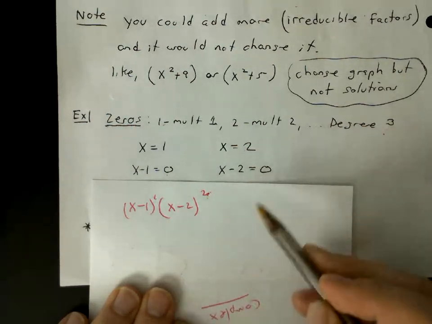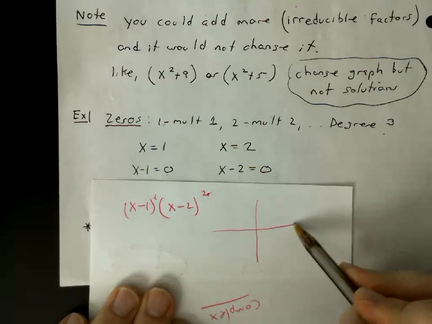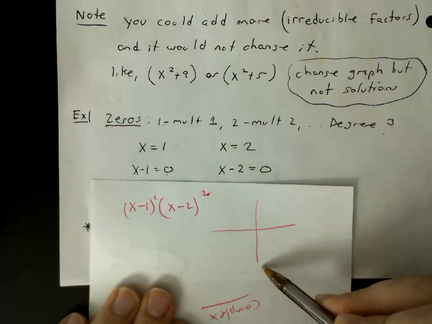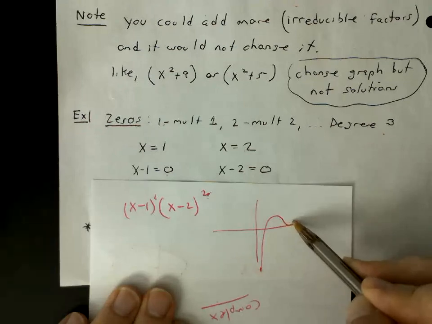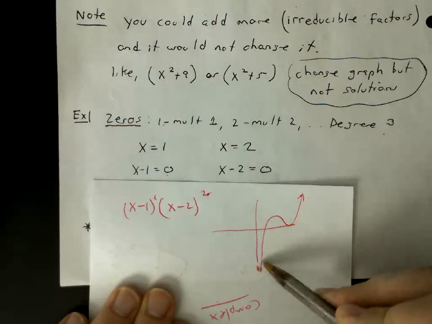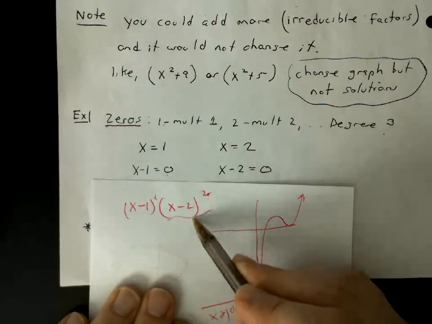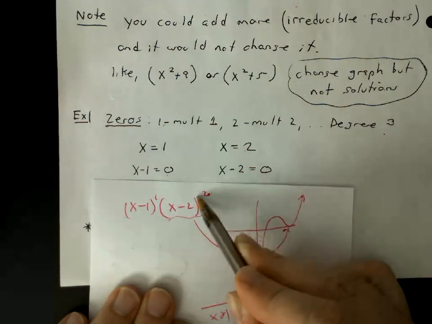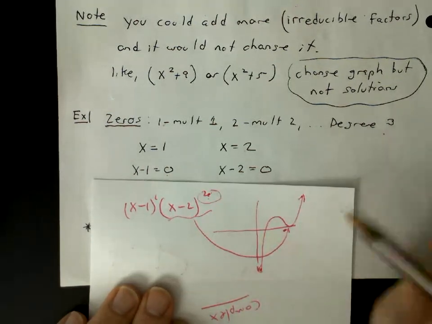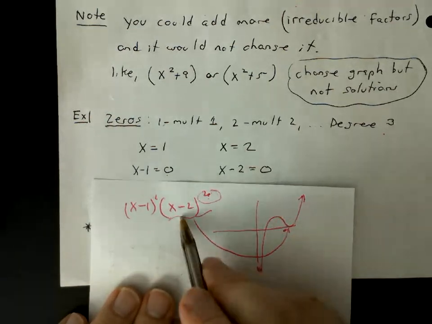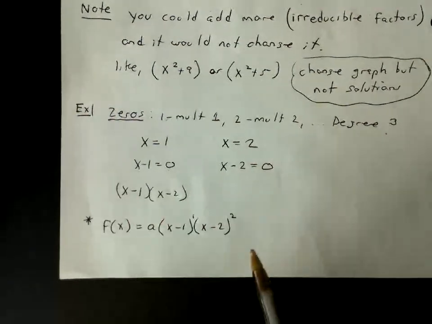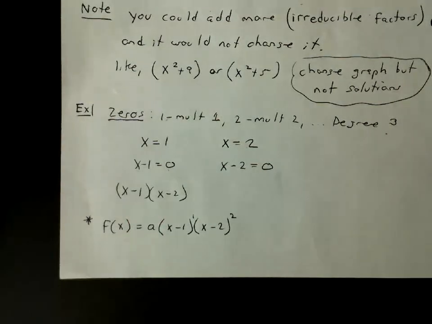If you were to graph this, the graph would look like this. It would be 3, so it's going to go up, and then it's going to go up to 2 and do like a balance. That's what this multiplicity would do. Since it's even, it comes down and then bounces off of 2. Okay, so let's do some more examples.